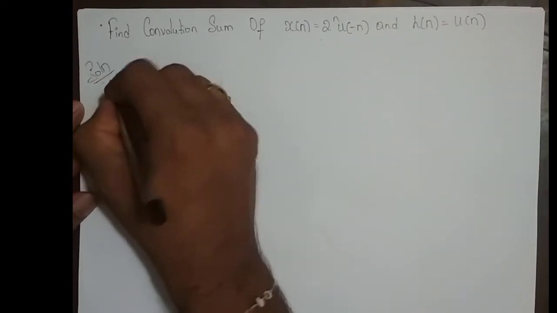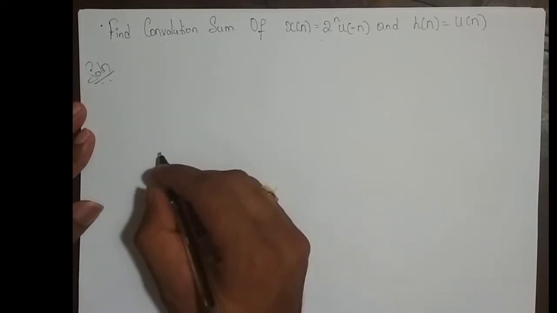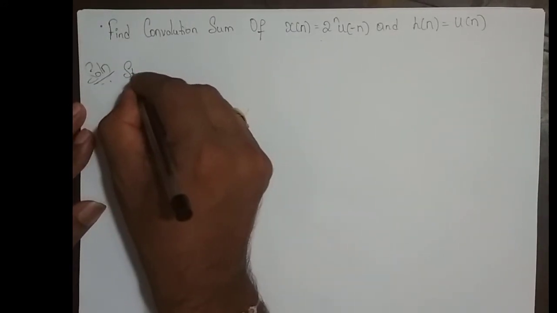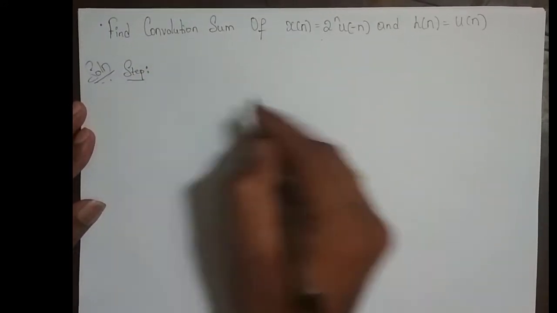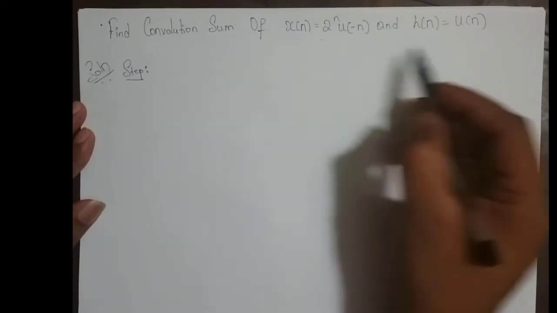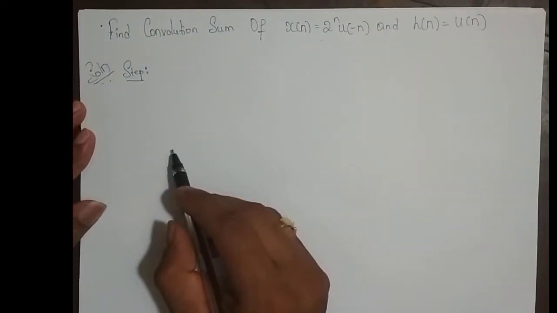What is the first step? First step is to plot the input signal x of n and the impulse response h of minus n. I need to plot h of minus n, not h of n. Okay.